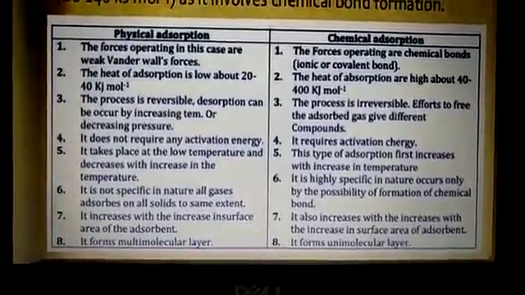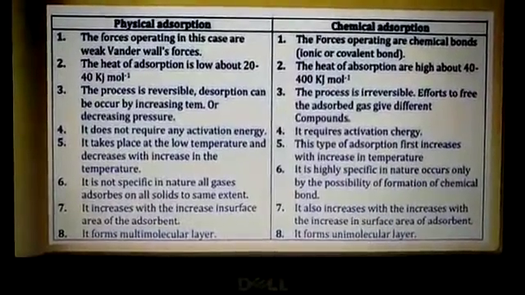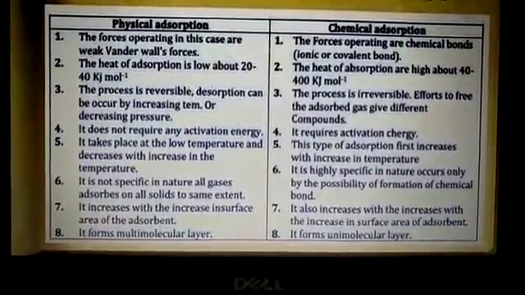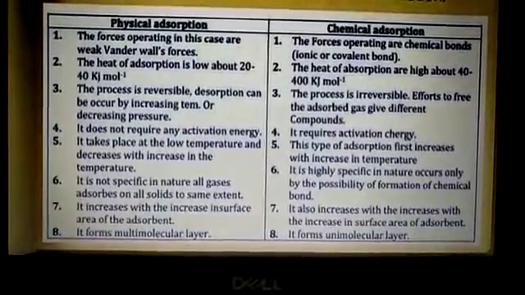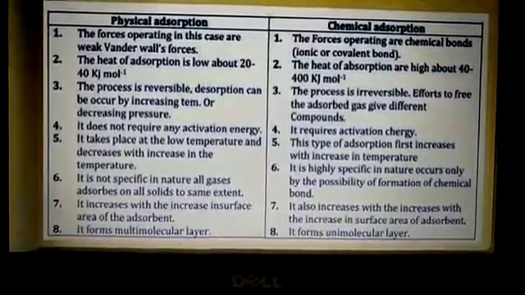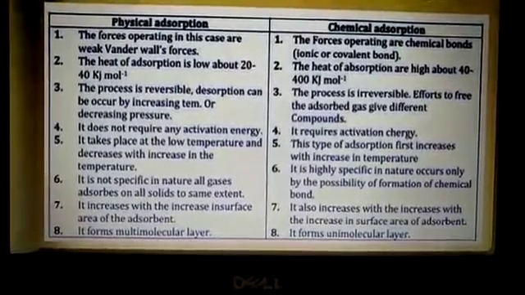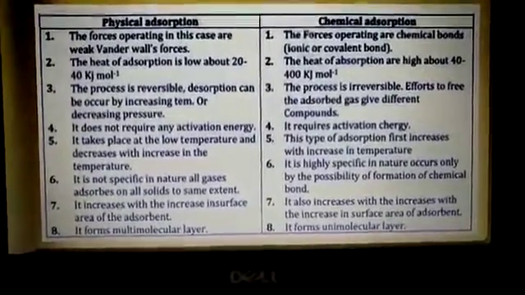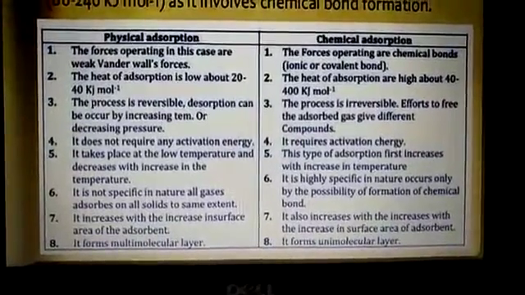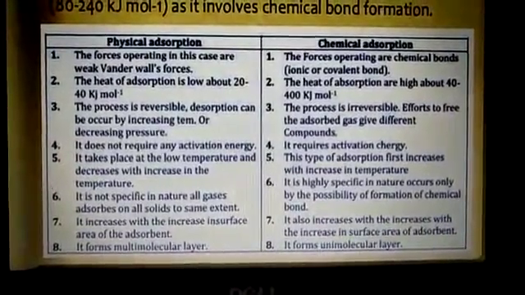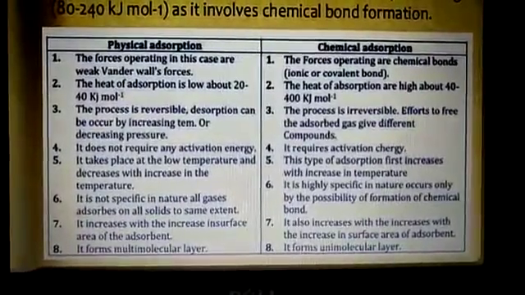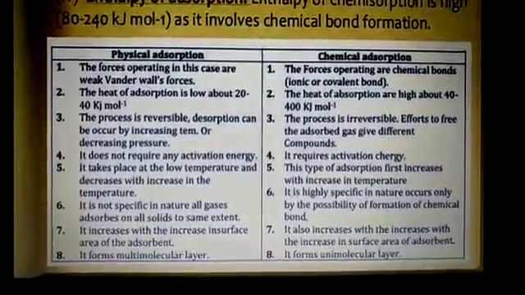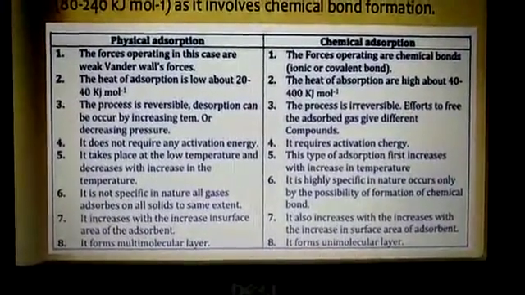In physisorption, adsorption increases with increase in the surface area of the adsorbent. It also increases with the increase in the surface area of the adsorbent in chemisorption, while physisorption forms a multimolecular layer. Chemical adsorption always forms a unimolecular layer. Another difference that we observe between them is that the amount of gas adsorbed is related to the ease of liquefaction of the gases in physisorption, while there is no such correlation in the case of chemisorption.